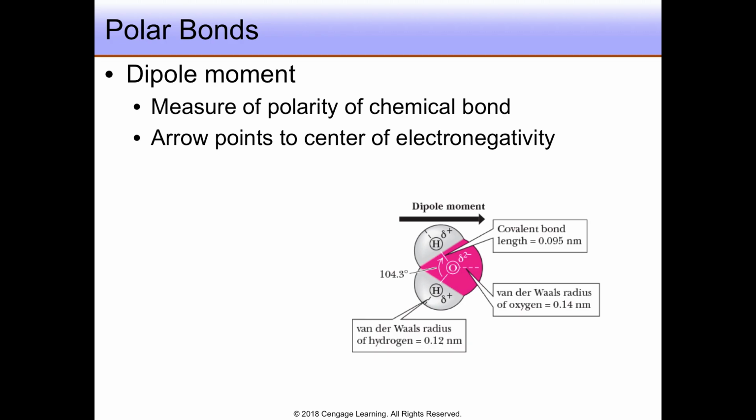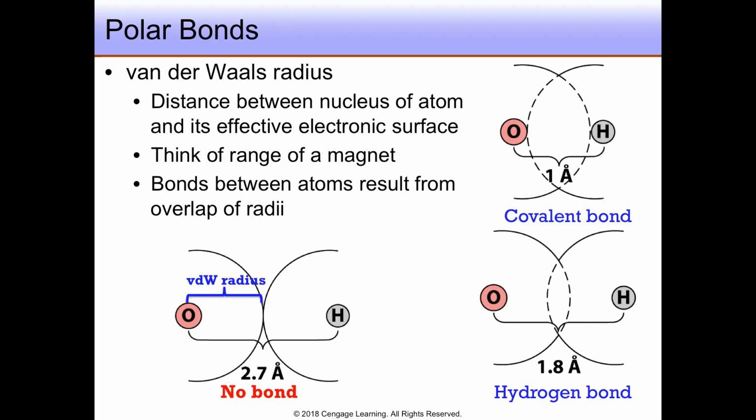The measure of the polarity of a chemical bond is called the dipole moment. You can think of it as though the molecule were a magnet and the dipole moment is a measure of the strength of the magnet. The dipole moment is often illustrated with an arrow which points to the center of electronegativity. Notice that in the case of water, the arrow points toward the oxygen atom.